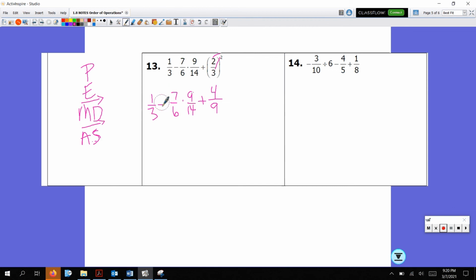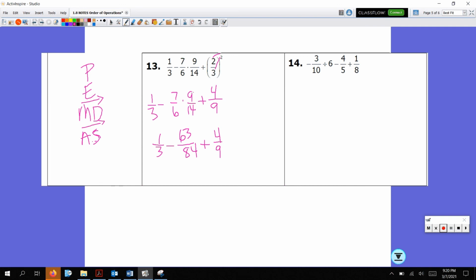Figure out what's next. I have subtraction, multiplication, addition. Multiplication comes first. 7 times 9, 63. 6 times 14, 84. Plus 4 over 9 minus, we're just bringing everything else down. So 84, maybe that's my LCD. I want to see if 9 goes into that, and it doesn't, so that's not good.